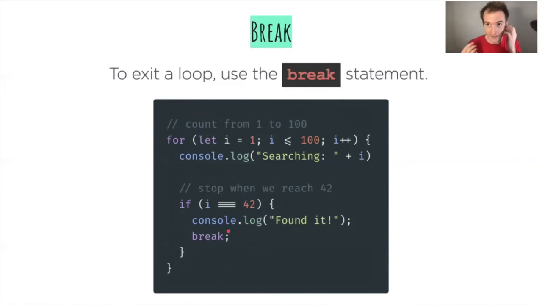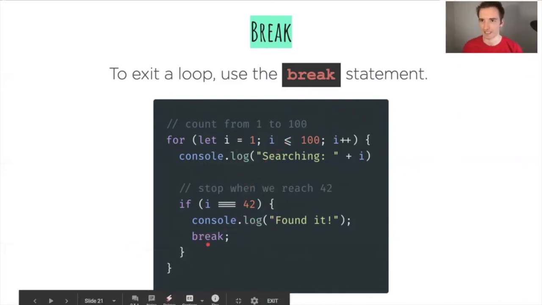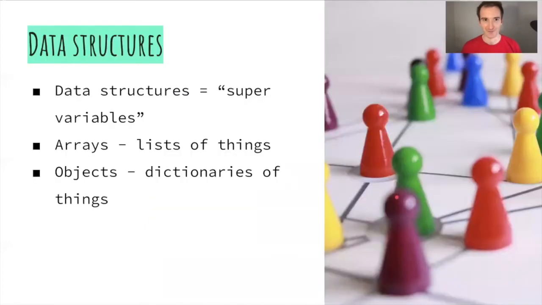So in this case, it's going to count out 1, 2, 3, 4, and so on, all the way to 42. And then when we reach 42, we're going to stop counting, and we'll just say found it. This can come in handy in some situations to make our lives easier and not do many more loops than we really need to.